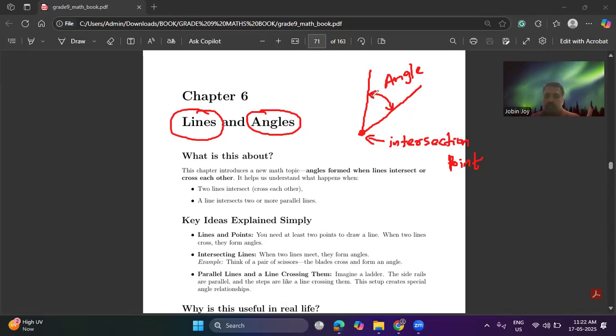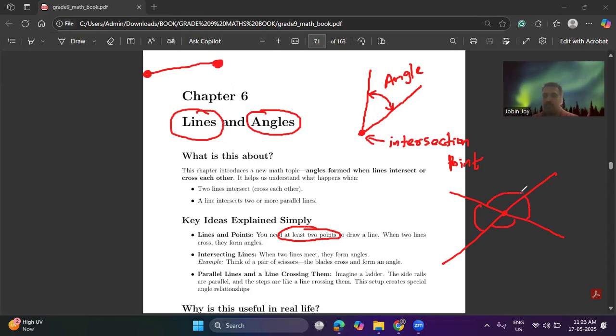So we will start with, the first thing is we need a line, right? How to draw a line. To draw a line, we need two endpoints, right? Minimum, we need two endpoints. So you need at least 2 points to draw a line. When two lines cross like this, you will get angles. So this is angle 1, this is angle 2, this is angle 3, this is angle 4. So when two lines cross, they form angles.